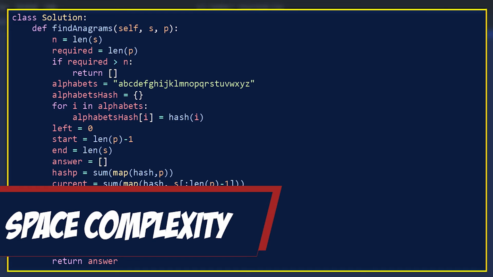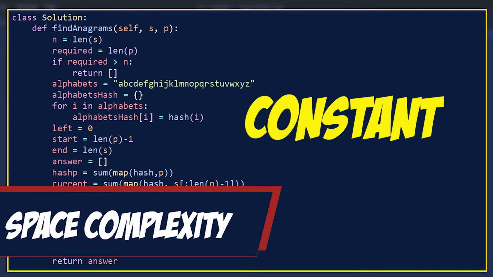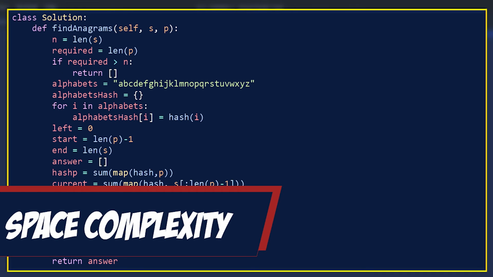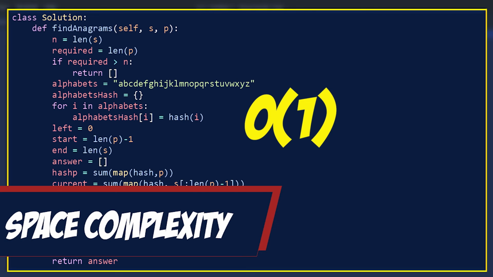The space complexity is constant. The hash table, which is a dictionary in our case, consists of 26 values, so that is constant. And in the rest of the code, we keep reusing variables, so they are also taking constant space. If we exclude our answer list from our calculations, the space complexity will be O of 1, which is constant.